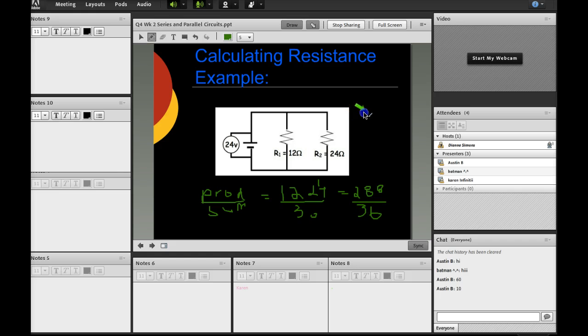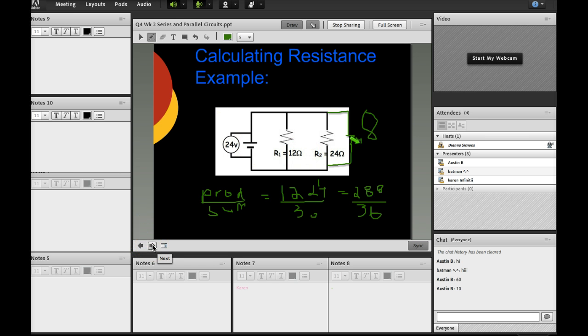So the total resistance in this circuit is 8. Does that make sense? Yes. If I were to add another resistor on here, I would take this 8 and multiply it by whatever this resistance is, say if I want it to be 4. I would do the same, product divided by sum, but I just do them 2 at a time. Make sense?